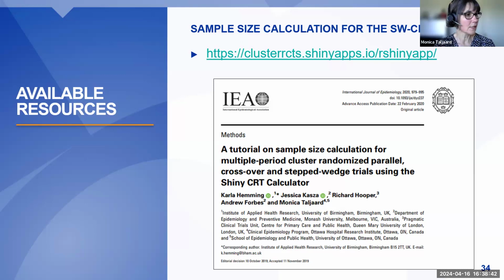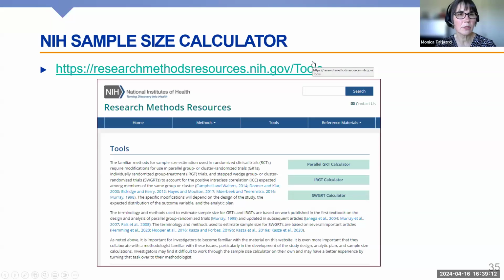We have a nice tutorial on sample size calculation for the stepped wedge. And in fact, it also covers other multiple period designs like a multiple period cluster crossover or even parallel arm designs with repeated outcome measures. All of those can be handled with a simple calculator. It's a menu-driven calculator. It doesn't require any kind of statistical coding knowledge or a statistical program. So it's quite easy to use.